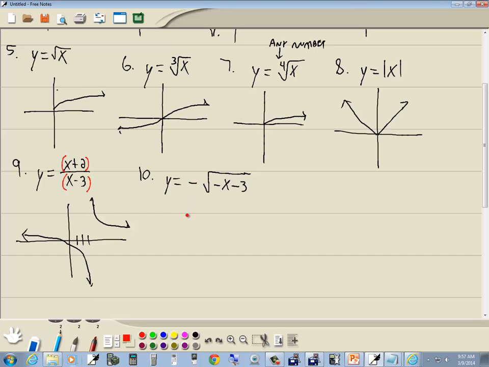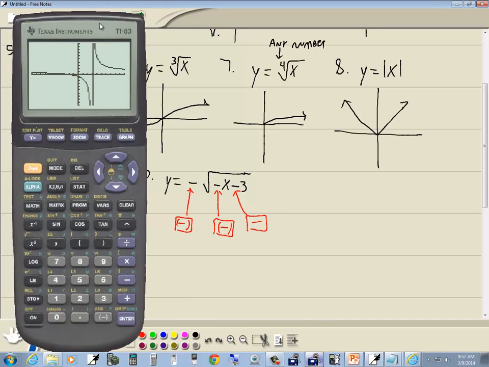If your dash is at the very beginning of whatever, it's a negative. So this one right here is a negative. It's the beginning of our problem. If your dash is at the very beginning of something, it's a negative. This is the very beginning of our square root. So it's a negative. If your dash is not at the beginning, but it's between two items, like between an x and a 3, then it'll be a minus. So that's how we're going to enter it in. We'll enter it exactly as you see it, taking that into account.